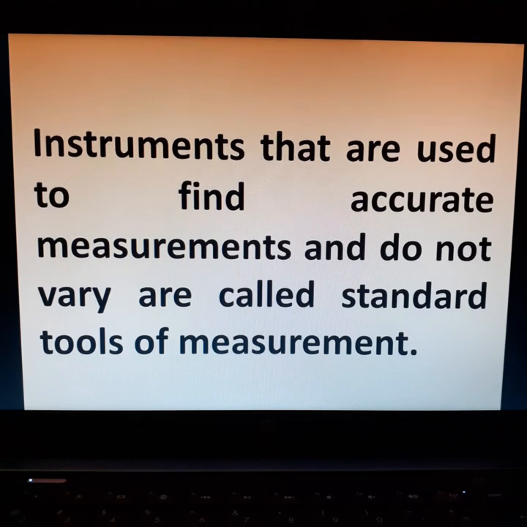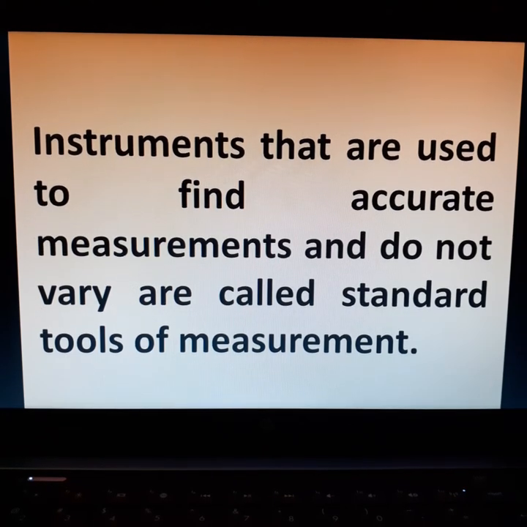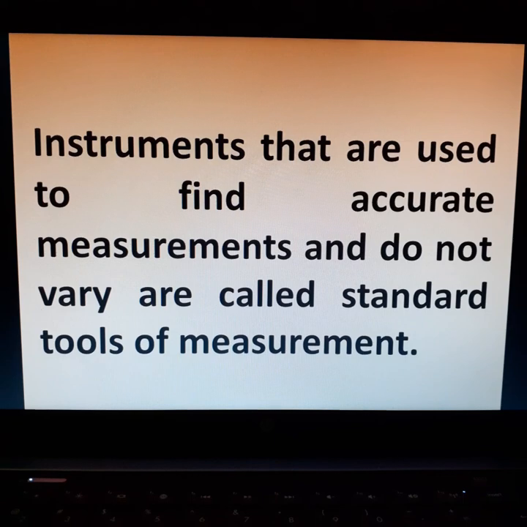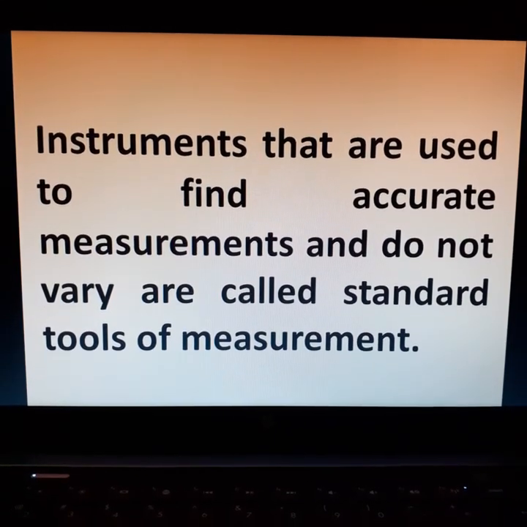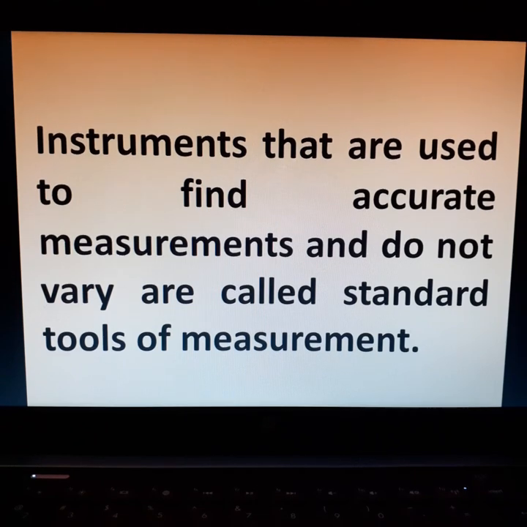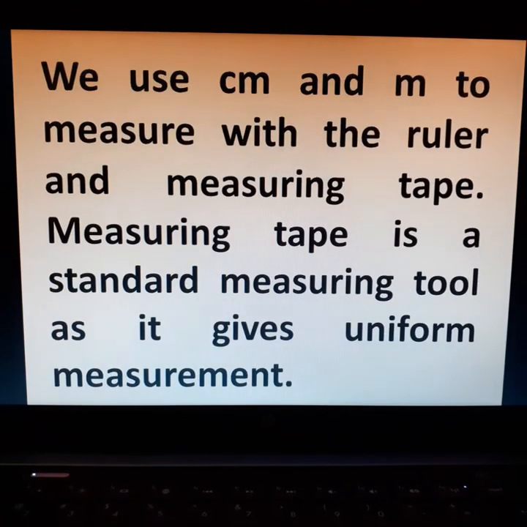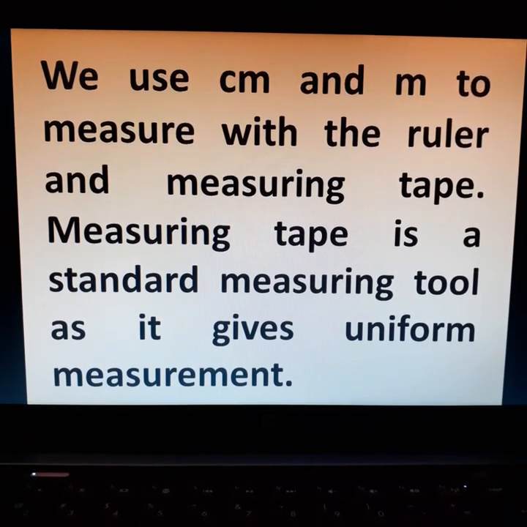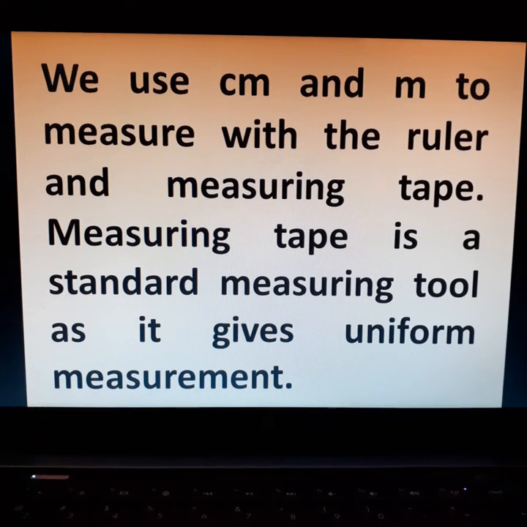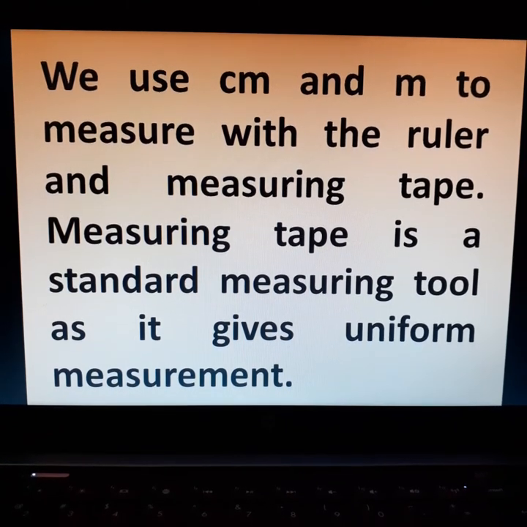Instruments that are used to find accurate measurements and do not vary are called standard tools of measurement. Now see, this is the definition of standard tools of measurement. These are more accurate as compared to non-standard tools of measurement. We use centimeter and meter to measure with the ruler and measuring tape. A measuring tape is a standard measuring tool as it gives uniform measurement.